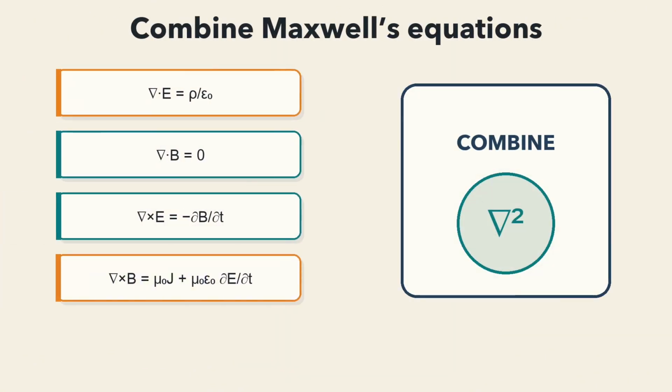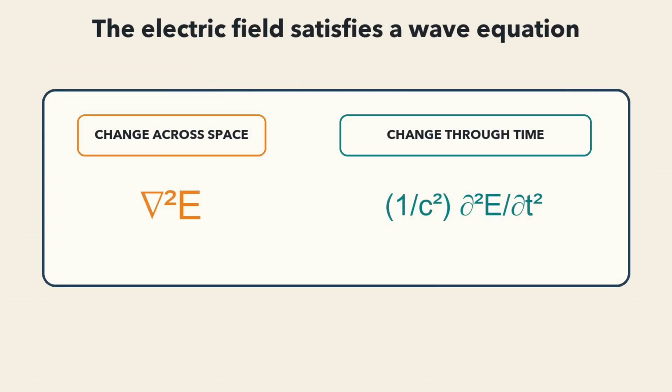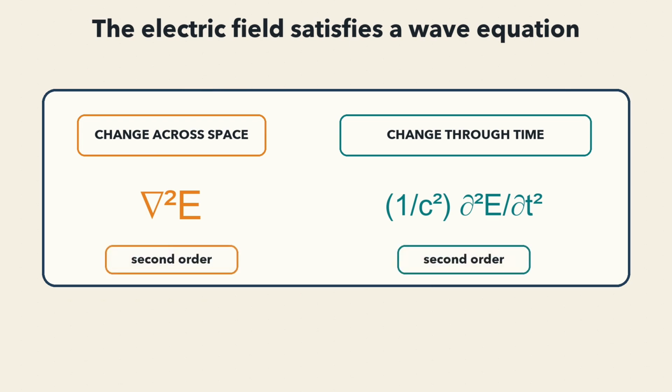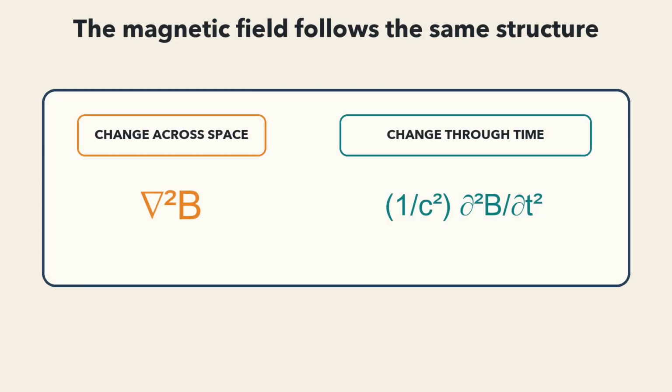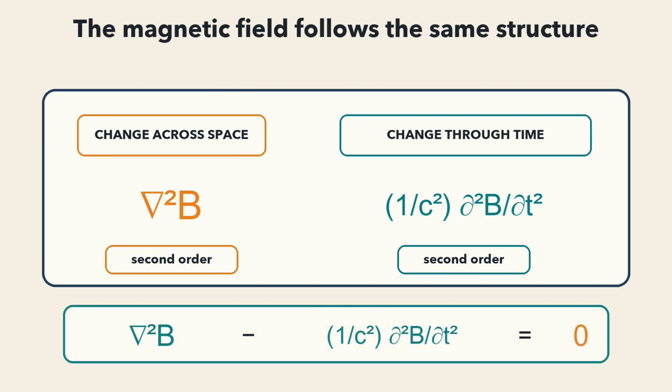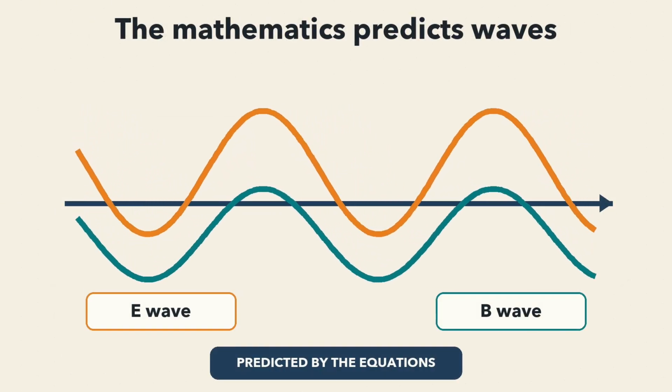When Maxwell's equations are combined, the result becomes a wave equation. The electric field satisfies a second-order differential equation involving changes in space and changes in time. The magnetic field satisfies a similar equation. The mathematics predicts waves even before we discuss light or radio.